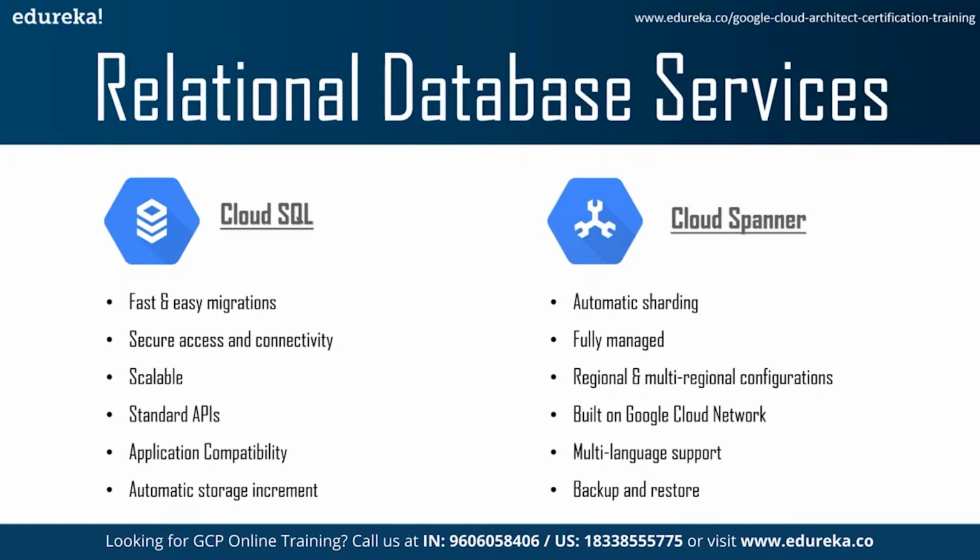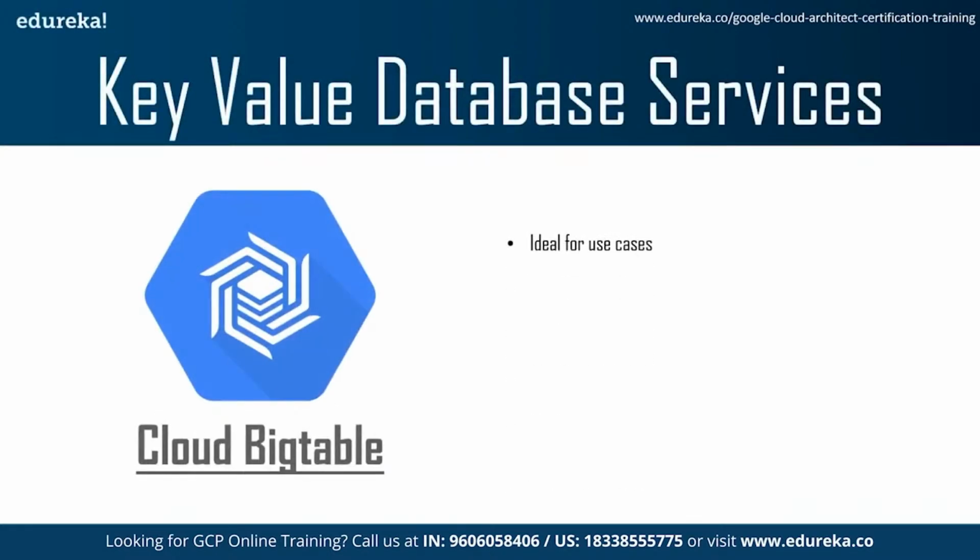Now the question is when to choose Cloud Spanner. So Cloud Spanner should be your go-to option if you plan on using large amounts of data, more than 10 terabyte, and need transactional consistency. It is also a perfect choice if you wish to use sharding for higher throughput and accessibility. Now the next is a key value database, under which Google provides Bigtable service.